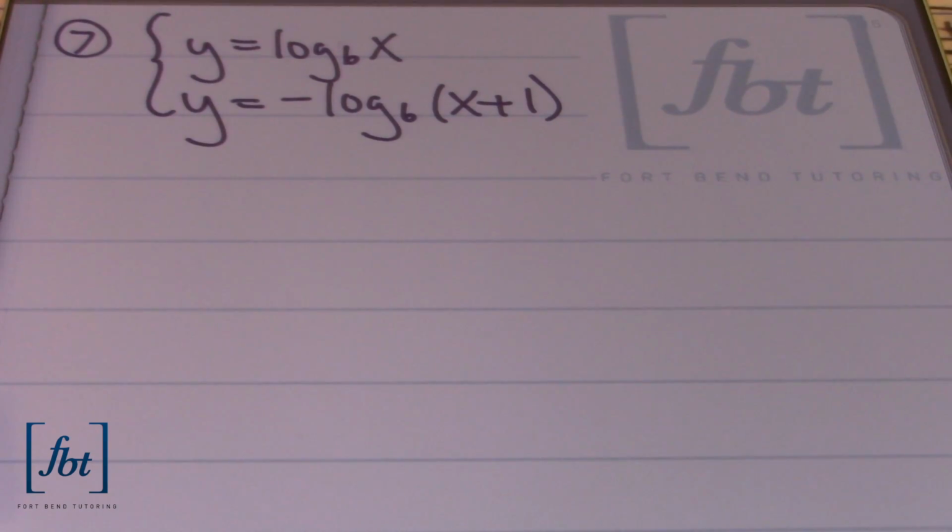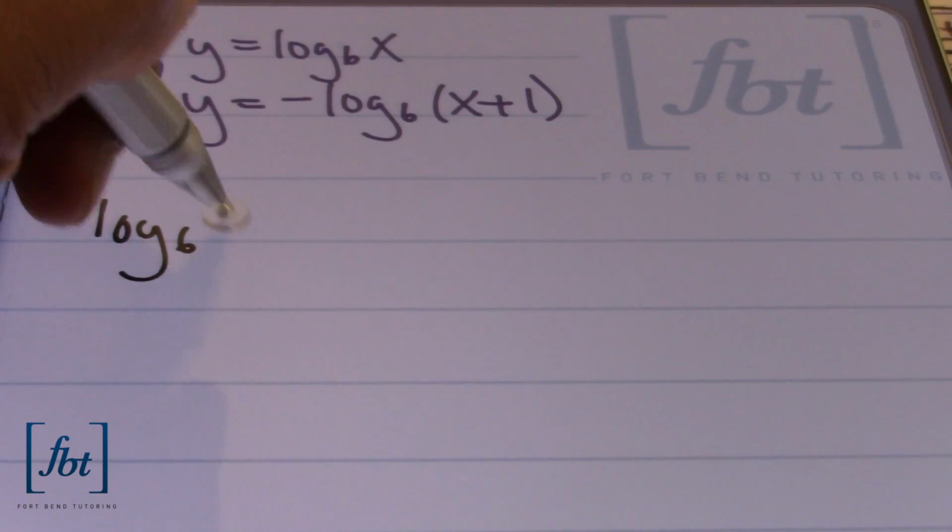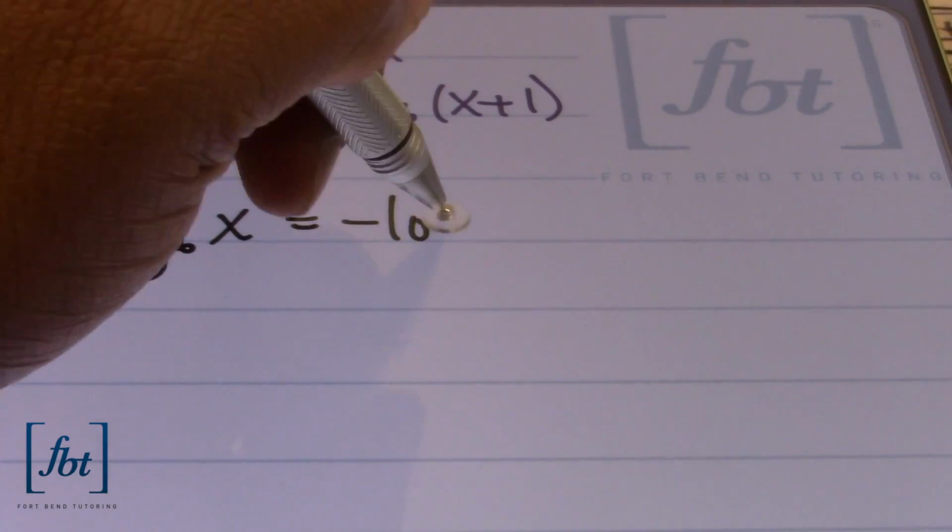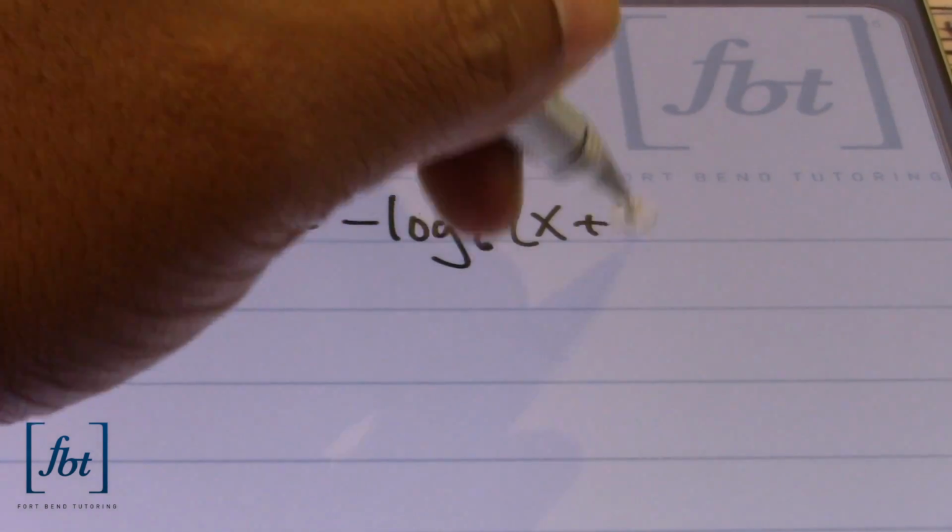Here we have problem number 7. We have y equals log base 6 of x, and we have y equals negative log base 6 of x plus 1. Well, in this problem, I will definitely be setting the equations equal to one another. The y's are already solved for. I already have y solved for in each equation. I can just set these values equal to one another because y has to equal y. So that means that my equation is log base 6 of x equals negative log base 6 of x plus 1.